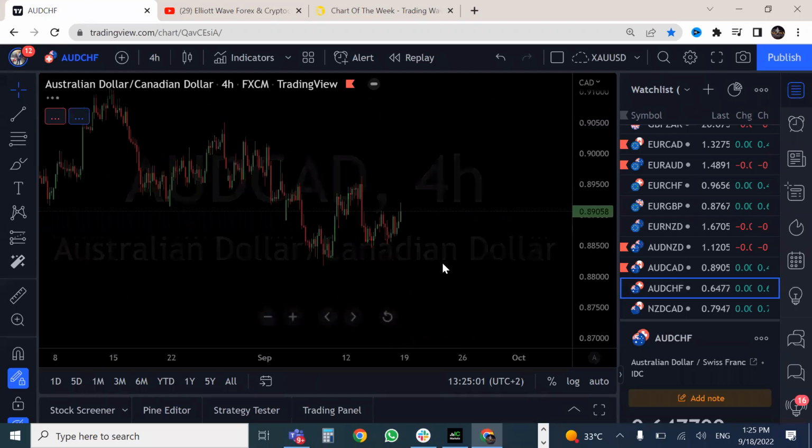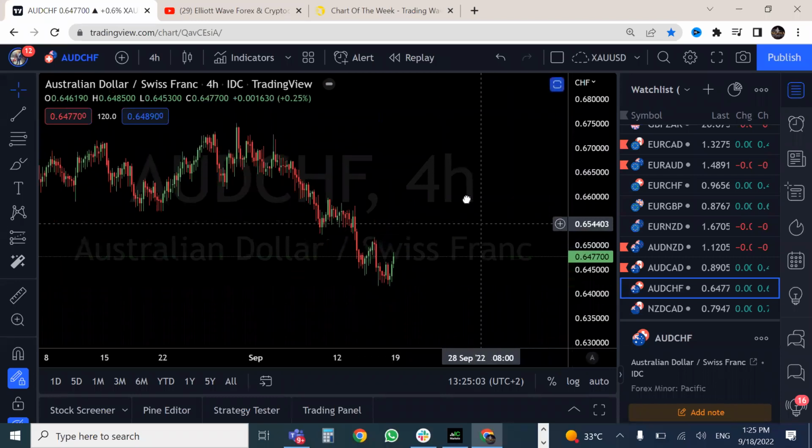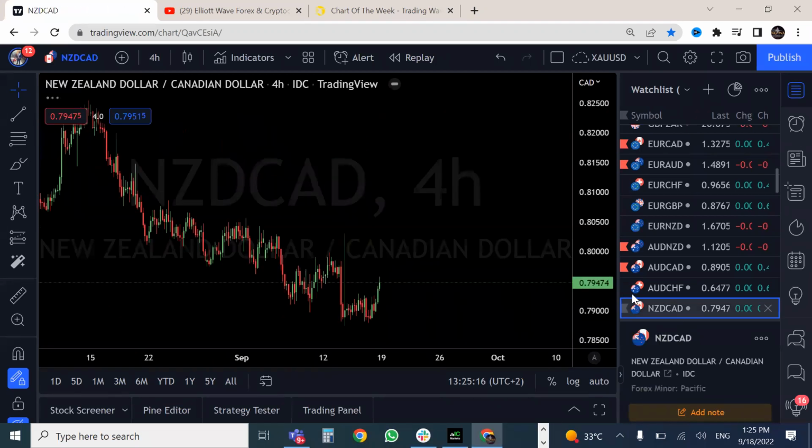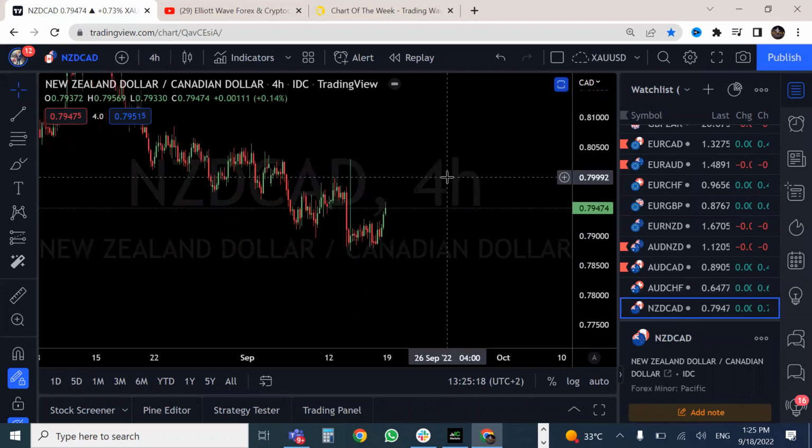AUDCHF similarly. So AUDCHF just bearish, not really a good opportunity on this one, but you can look to just trade this one to the downside like that. But this is not a good setup. This is not a good entry level, or rather a structure. It's not big enough for you to take the trade.